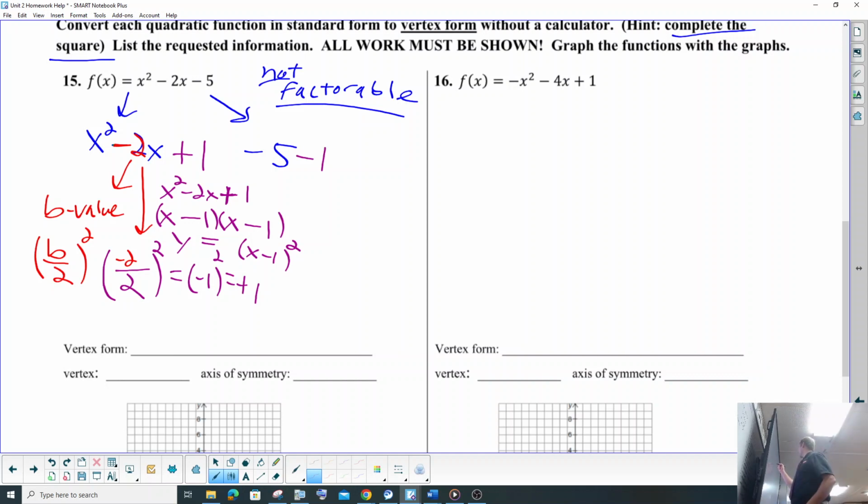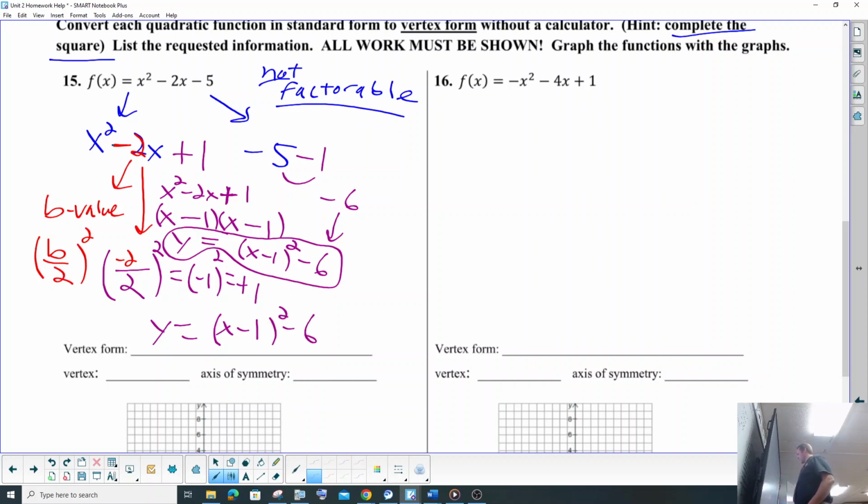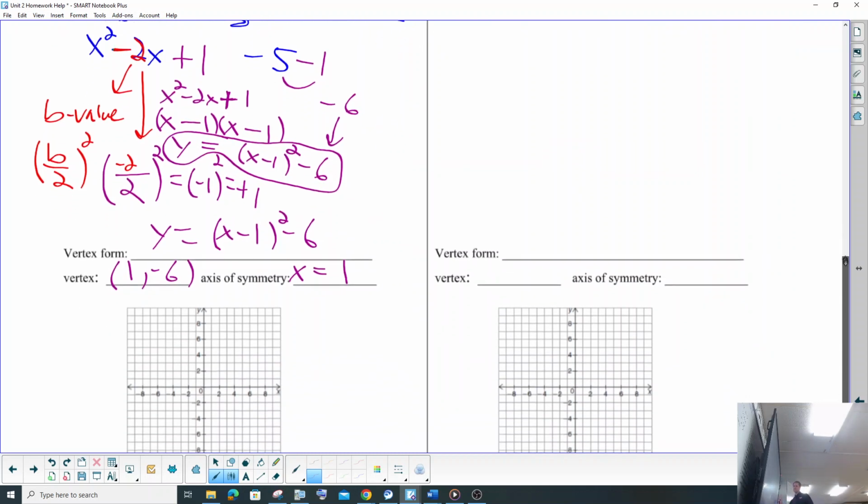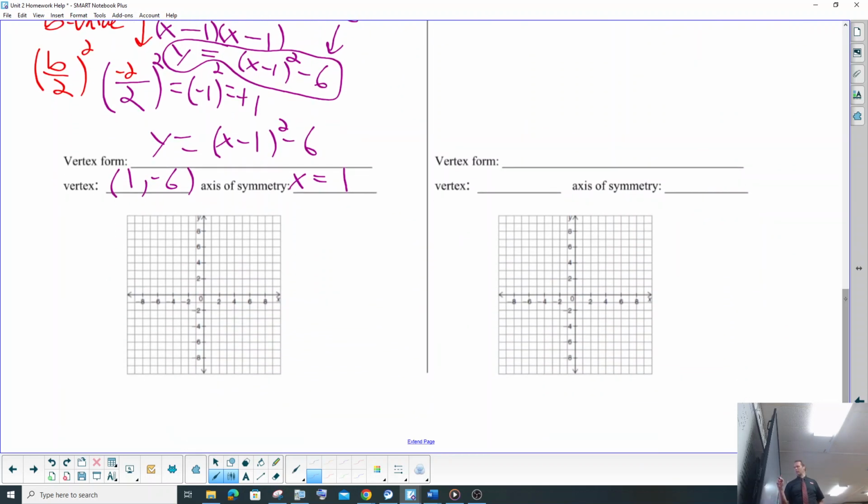And then we do negative 5 with the negative 1 is negative 6, and we bring that down. Well, we completed the square. So the vertex form is x minus 1 all squared minus 6. And then our vertex, do you remember what it is? Opposite sign. So it's a positive 1, negative 6. And that means our axis of symmetry is x equals positive 1. And then we graph this. So we go over 1 and down to negative 6.